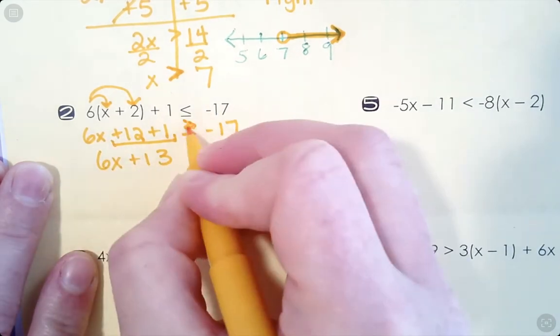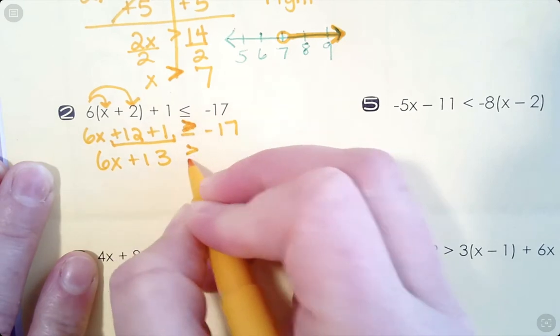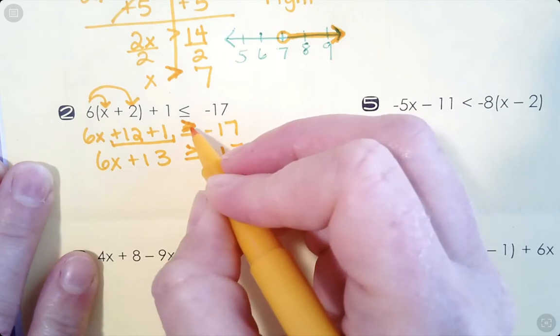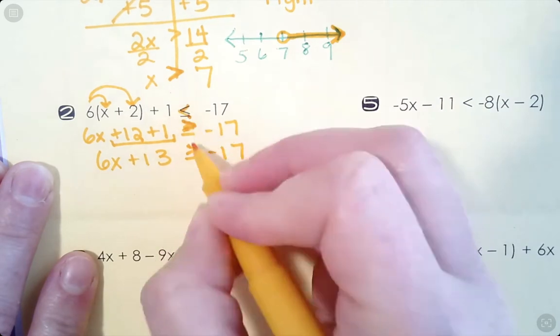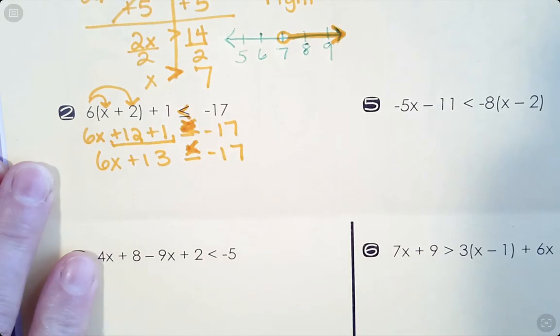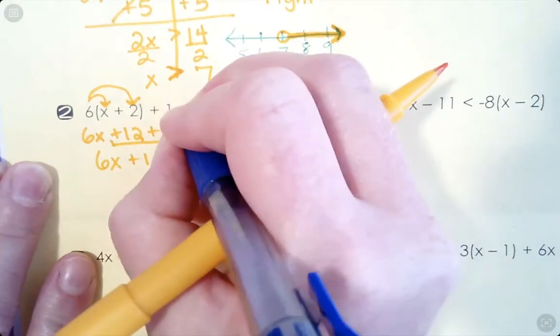Oh, I switched the symbol, didn't I? Were you paying attention? It should be this way. I don't know what I'm doing. Which way should it be? This way.